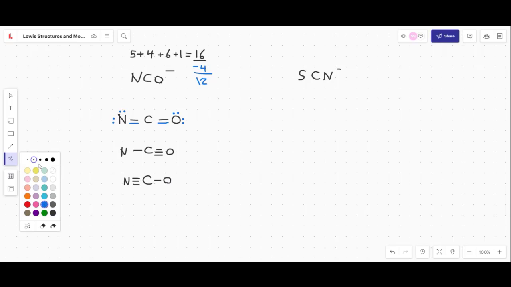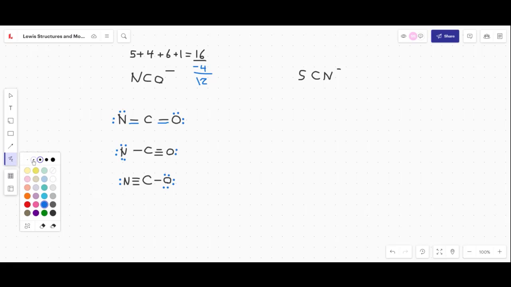And if we did that, that would give us, this one would have 3 lone pairs on nitrogen and 1 on oxygen. This one would have 3 lone pairs on oxygen, rather, and only 1 lone pair on nitrogen. So let's do some formal charges.